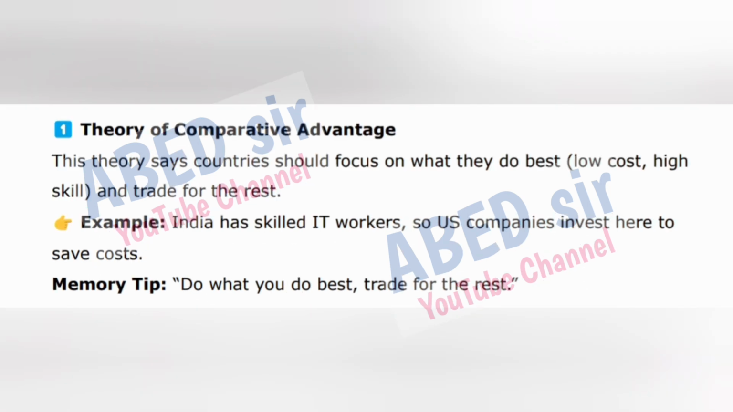1. Theory of comparative advantage. This theory says countries should focus on what they do best, low cost, high skill, and trade for the rest. Example, India has skilled IT workers, so US companies invest here to save costs. Memory tip: do what you do best, trade for the rest.